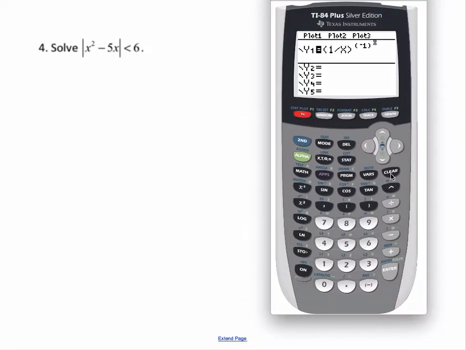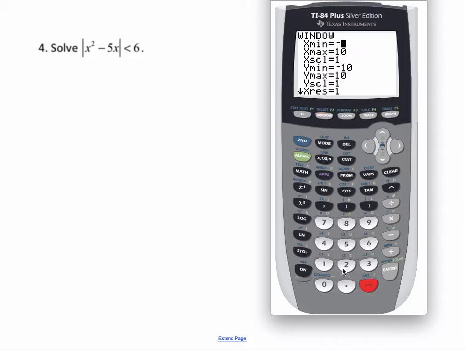So let's type in the function. You could, of course, square both sides and then graph that one, but let's just graph this. So absolute value under math, there it is. So we have x squared minus 5x, and there's 6. Let's just check my window. My window looks normal. Actually, maybe I'll need negative 10 to 10. Okay, let's see what it looks like.